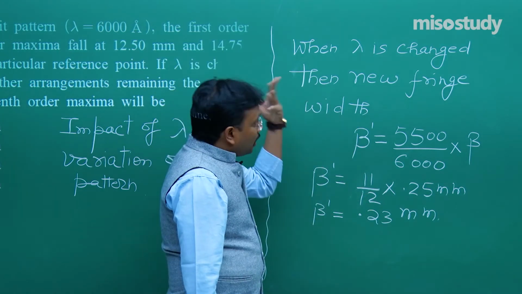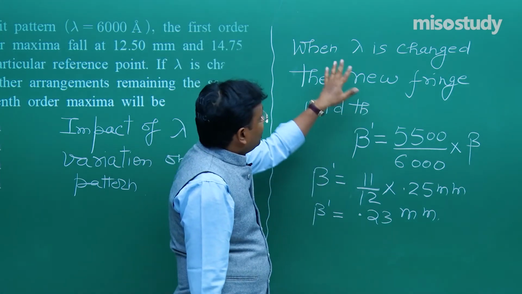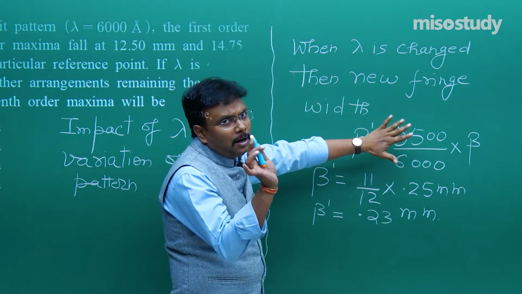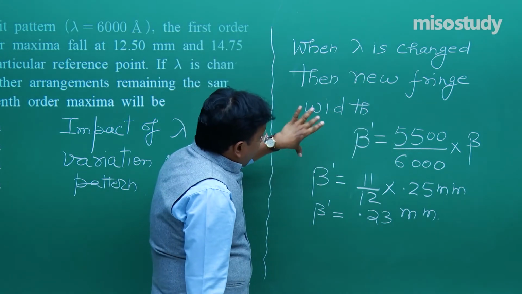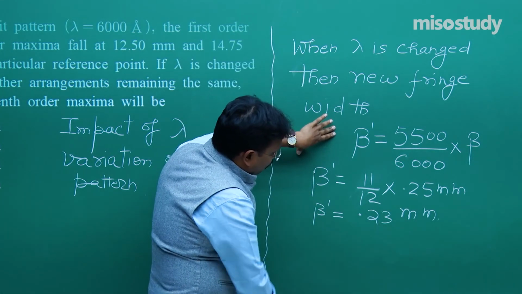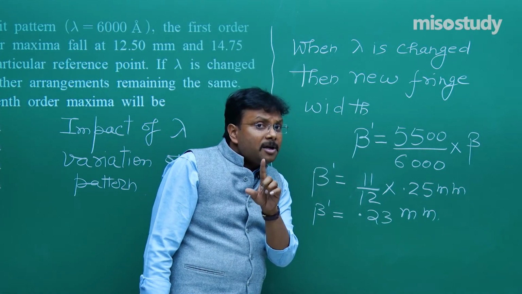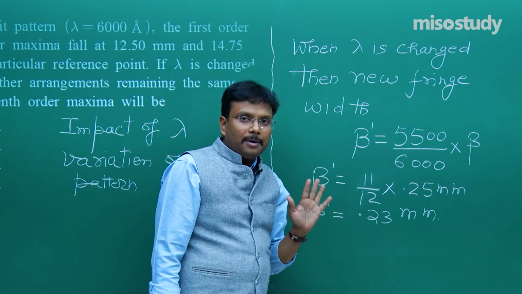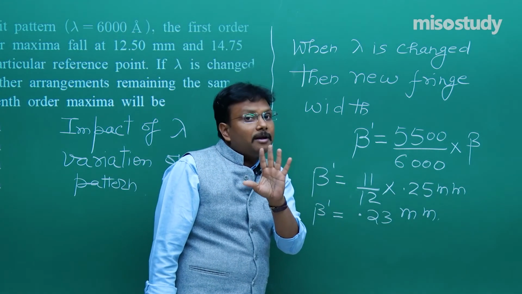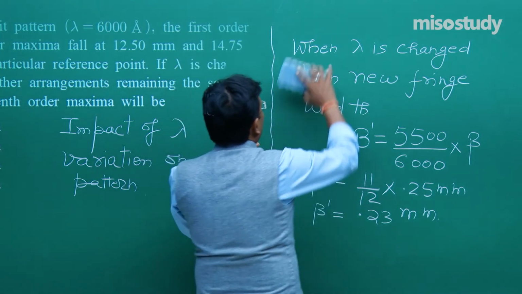Now, I will have to explain the final step of this particular question. So, what exactly is the final step? Listen carefully. After finding out this new fringe width, beta prime, we will say that the position of central maxima remains the same. If you are changing lambda, the position of central maxima will remain unaffected, will remain unchanged.